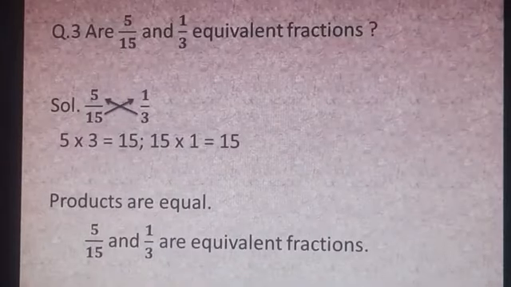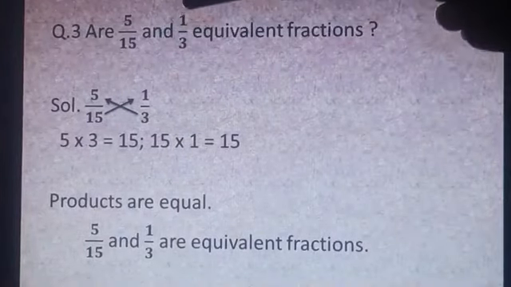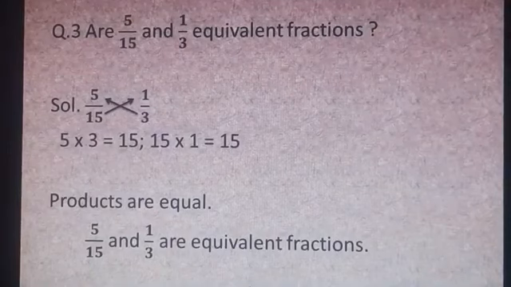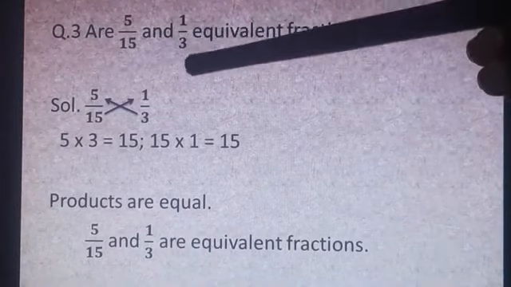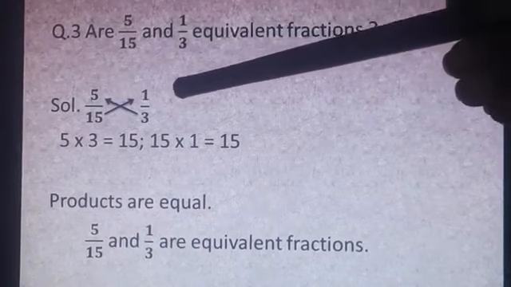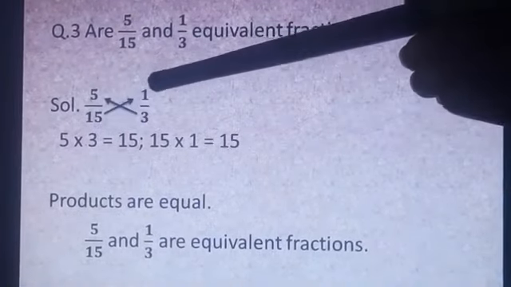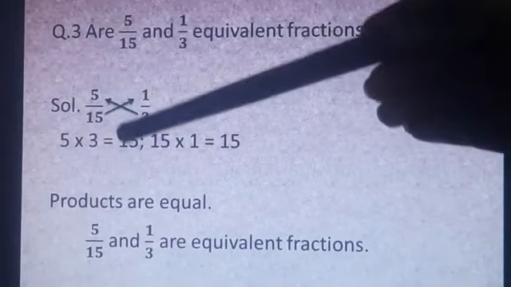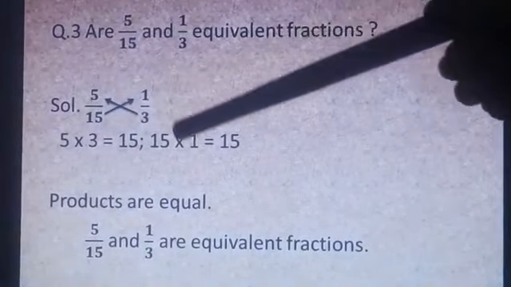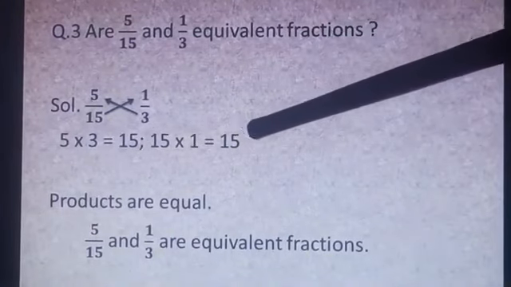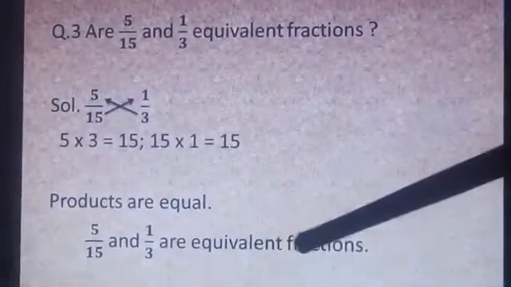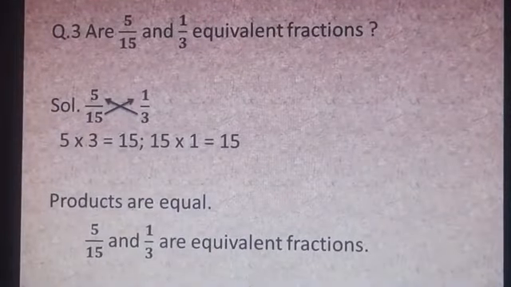Question number 3: are 5 upon 15 and 1 upon 3 equivalent fractions? It is asked, you have been asked whether these are equivalent fractions. So we have done in our property, what will be done? Cross multiplication. So 5 upon 15, 1 upon 3. 5 multiplied by 3, 15. 15 multiplied by 1, 15. 15 is equal to 15. The products are equal. So 5 upon 15 and 1 upon 3 are equivalent fractions.